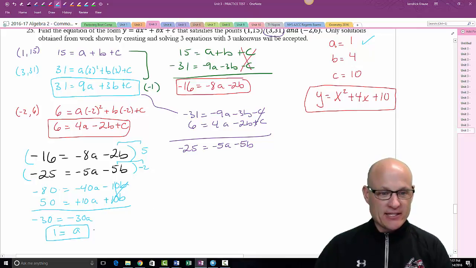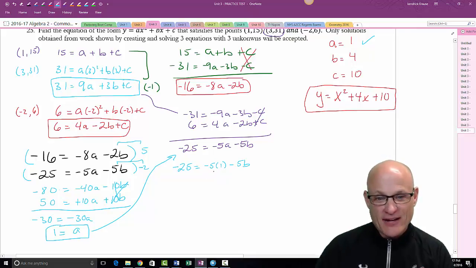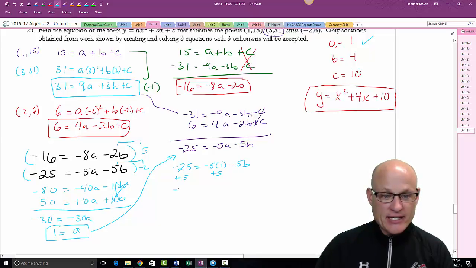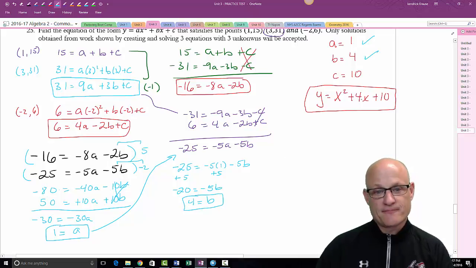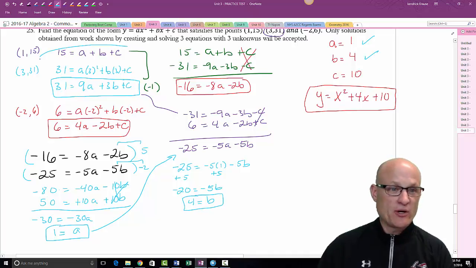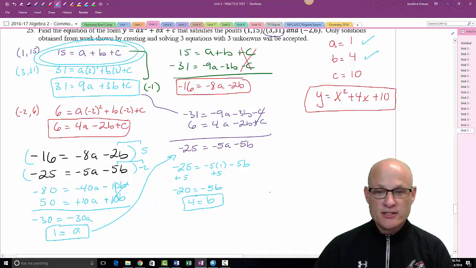So I'll plug that a in. Doesn't matter which one. I'll plug it in right there. So negative 25 is equal to negative 5 times 1 minus 5b. Well, this is really just negative 5, so I'm going to add 5. Add 5. And I get negative 20 is equal to negative 5b. Divide by negative 5, I get b equals 4. Ka-ching.